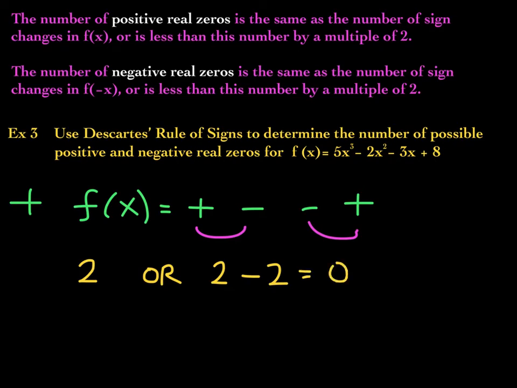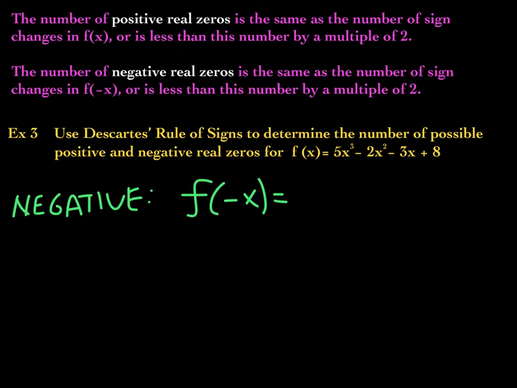So these are your options for positive zeros. For positive zeros, let me write out the word positive. Positive real zeros, you either have 2 or none at all. Either 2 positive zeros or 0 positive zeros. So either you have 2 positive zeros or you don't have any at all. Let's now count how many negative real zeros there are for this function. It says that we have to count the number of sign changes in f of -x.